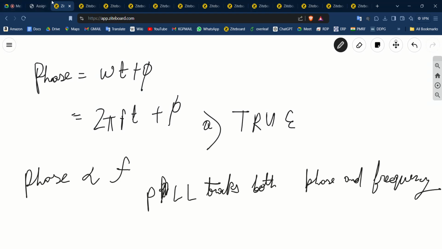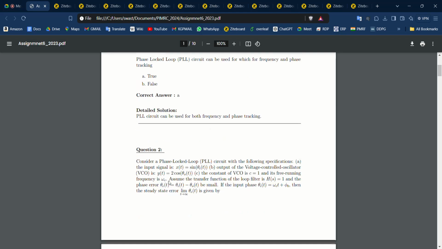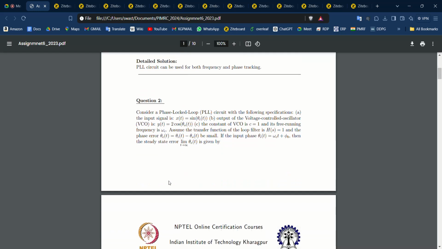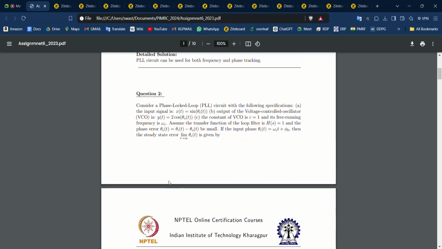Okay, let's go to the next question. Consider a phase lock loop circuit with following specifications. The input signal is x(t) equal to sin theta_i(t). Output of the voltage controlled oscillator is y(t) equal to 2 cos theta_o(t). The constant of VCO is c equal to 1 and its free running frequency is omega c. Assume that the transfer function of the loop filter is H(s) equal to 1 and the phase error theta_e equal to theta_i(t) minus theta_o(t) will be small.